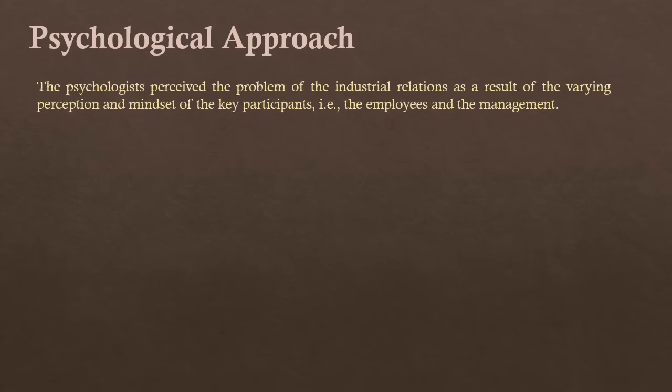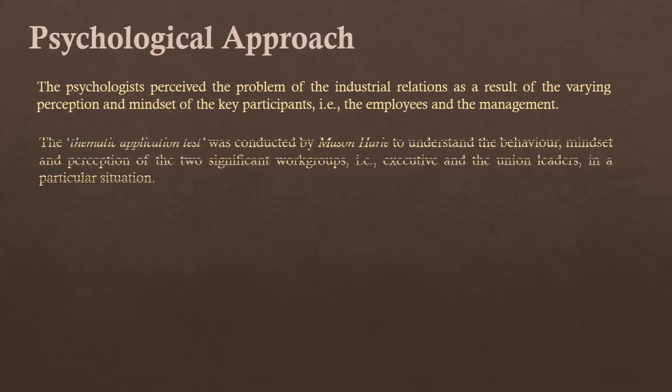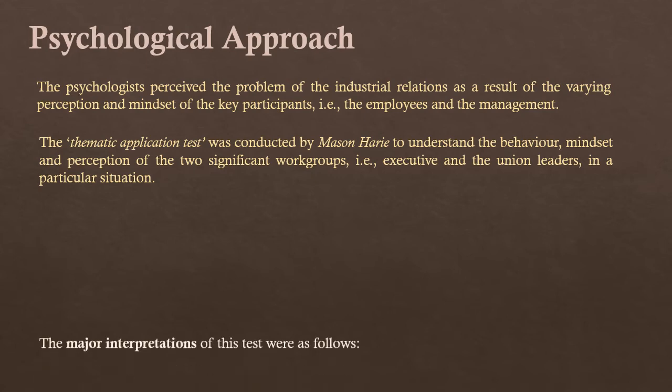Next approach is psychological approach. The psychologists perceive the problem of industrial relations as a result of varying perception and mindset of the key participants, that is employees and the management. The Thematic Apperception Test was conducted by Monsoon Harry to understand the behavior, mindset and perception of the two significant work groups, that is executives and the union leaders, in a particular situation.